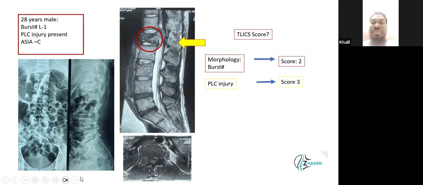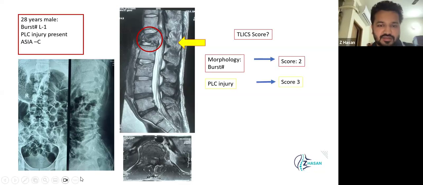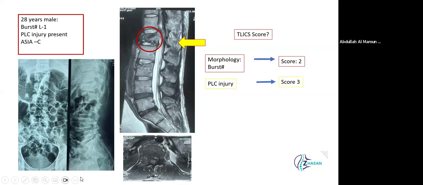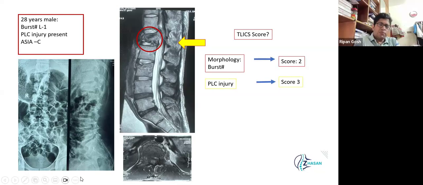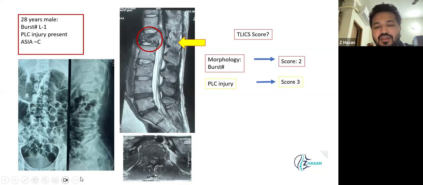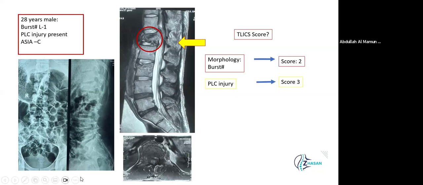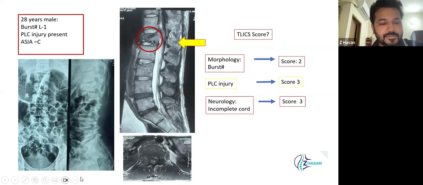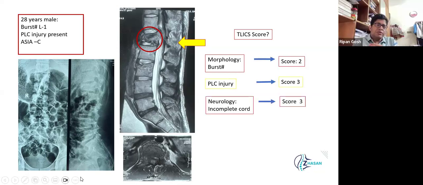Incomplete cord, right? PLC injury is incomplete, so it is 3. No, PLC injury, incomplete neurology. Neurology is incomplete, 3. Intermediate means suspected, but disrupted means it is MRI documented.